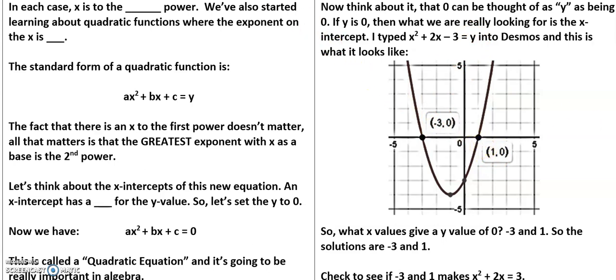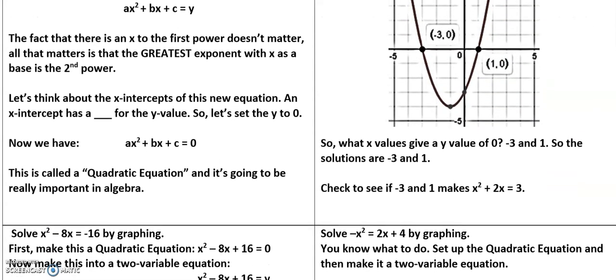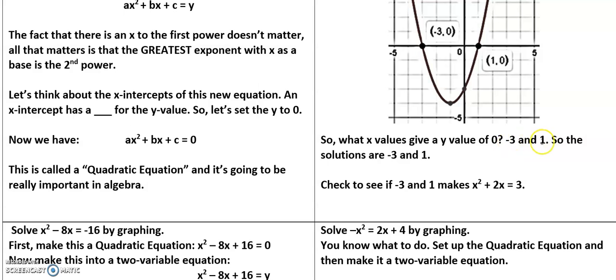Let me scroll down a little further and let's prove that that's indeed the case. So what x values give a y value of 0? -3 and 1. So the solutions are -3 and 1. Let's check to see if -3 and 1 makes this true. I'm going to substitute in parentheses, right? -3 quantity squared, always substitute in parentheses, plus 2 times -3 equals 3, right? That's one solution we're checking. -3 squared is 9, minus 2 times -3 is 6. 9 minus 6, does that equal 3? Yes, it does. So x is definitely equal to -3. We proved that that was the case.